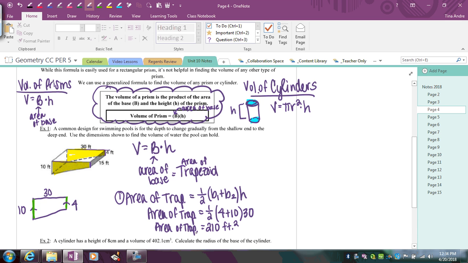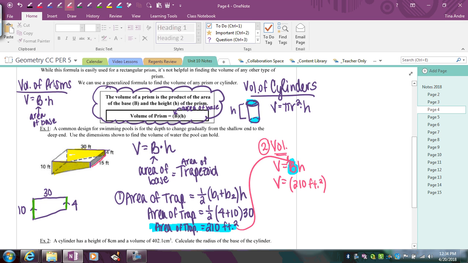And then from there, once I know that that's 210 square feet, now I need to find the volume. So my second step is going to be to find the volume. That is where I'm going to use my formula, area of the base times the height, and I'm going to plug in this area in for B. So it's going to be 210 feet squared times the height.